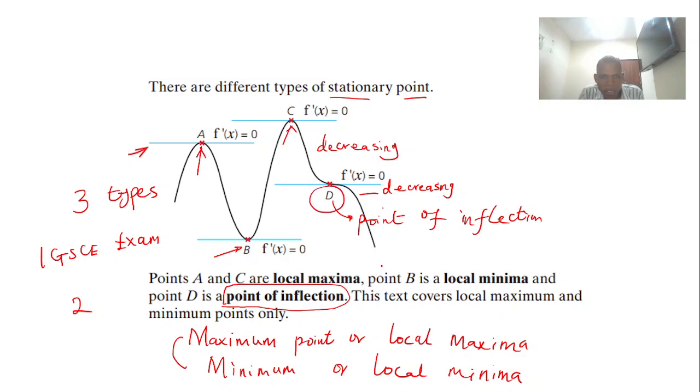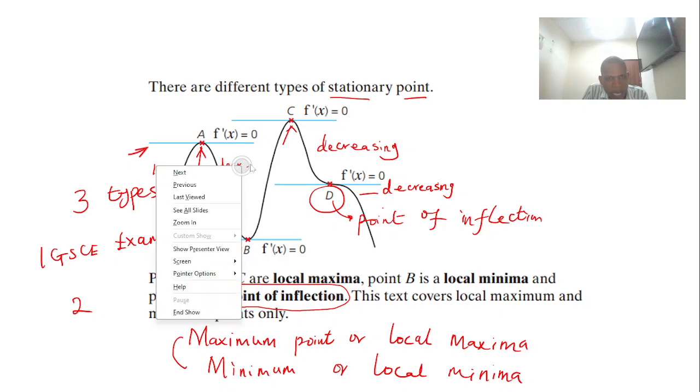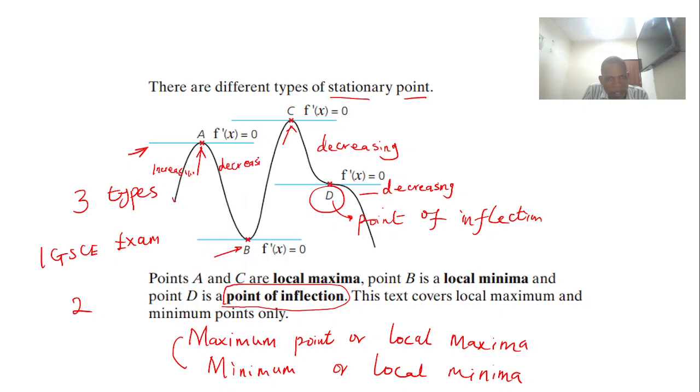Okay, that's it. Now if you look at this point A, my gradient here is increasing in this region. When it got to point A, you see the line is now going downward, so my gradient here is now decreasing. Is that clear, please? I hope you understand this concept very well. So my gradient was increasing before point A, then after point A my gradient was decreasing. That's why this point A is a maximum point.